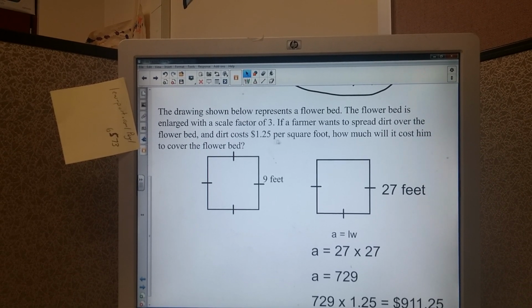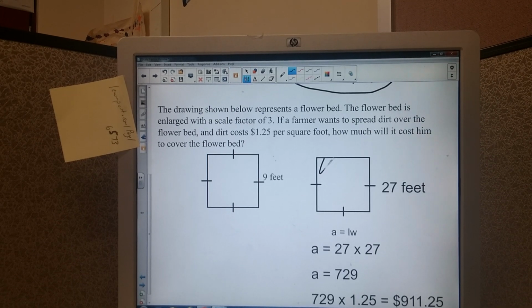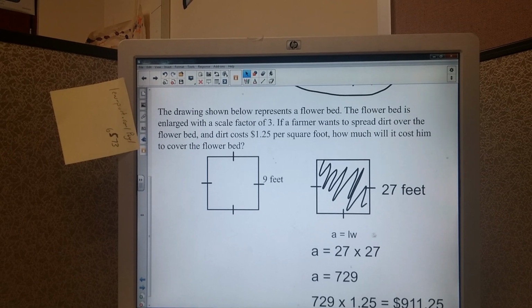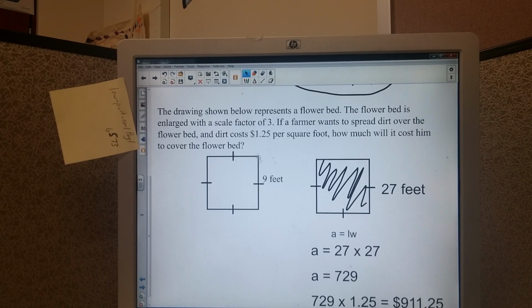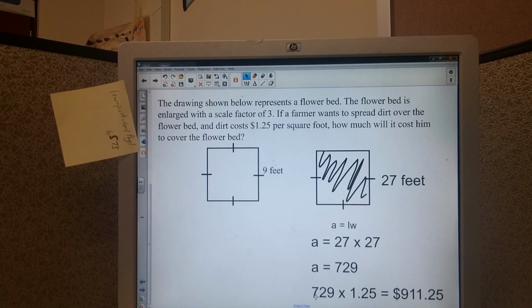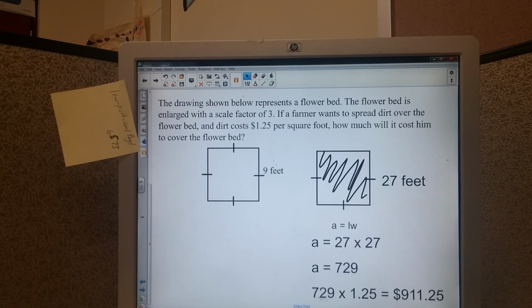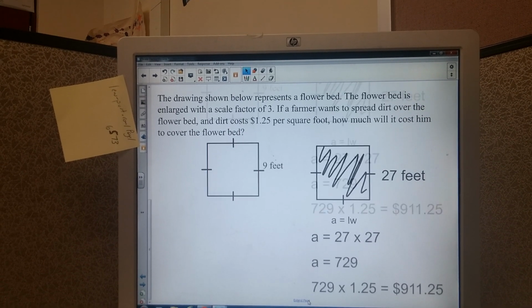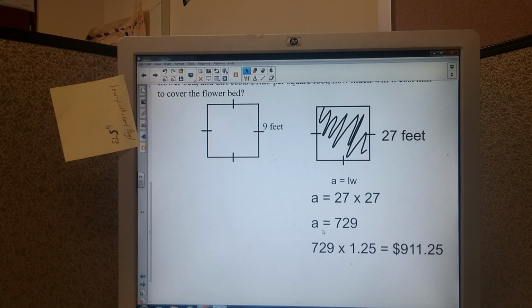If we are spreading dirt on the bottom, that means we are going to cover this entire flower bed with dirt. And it's 729 square feet of garden, and dirt costs $1.25 per square foot. 729 times $1.25 is $911.25 to cover the entire thing with dirt.